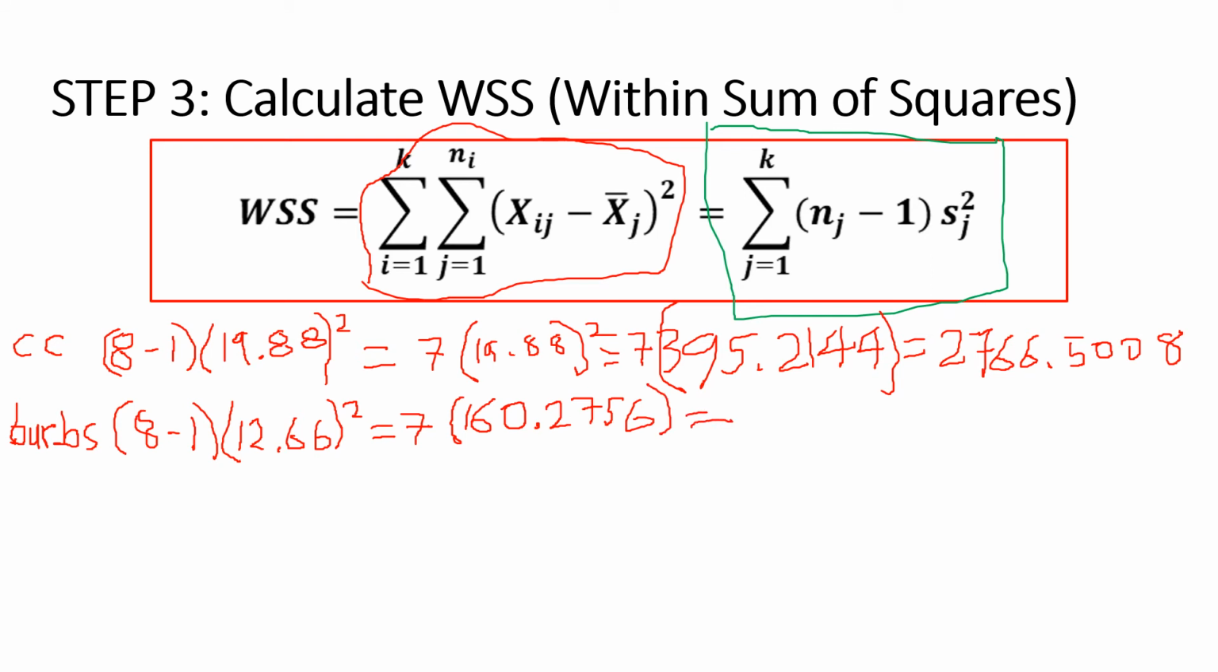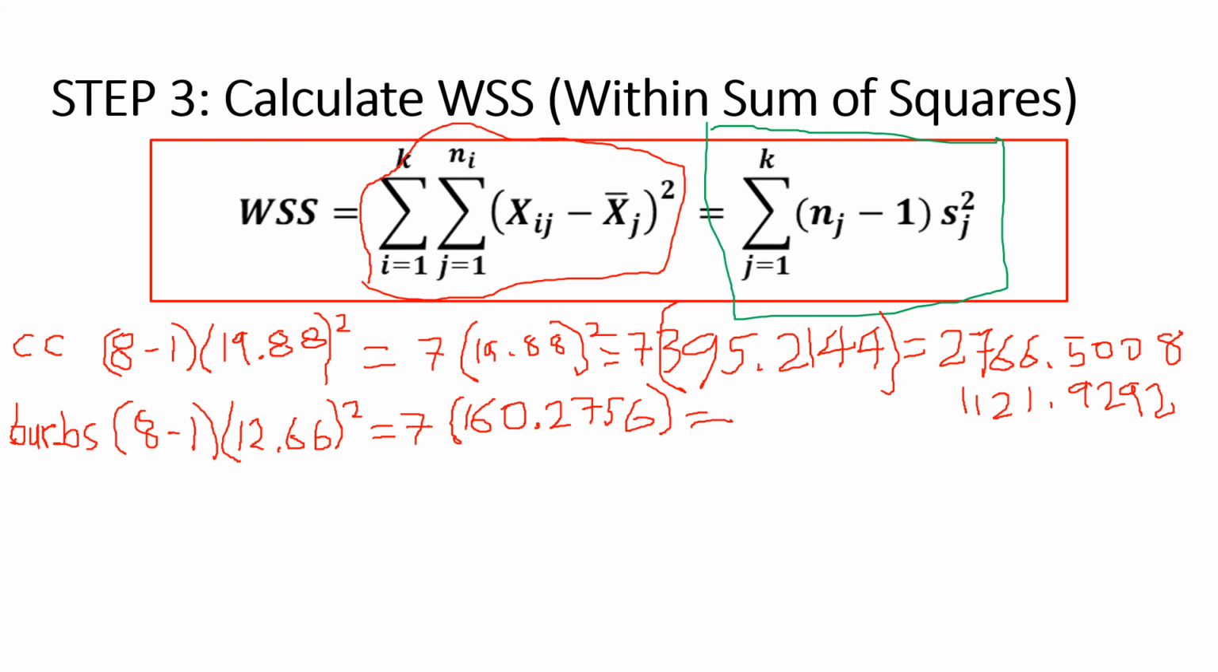So 7 times 160.2756 should give us 1,121.9292. Let's put it over here: 1,121.9292.